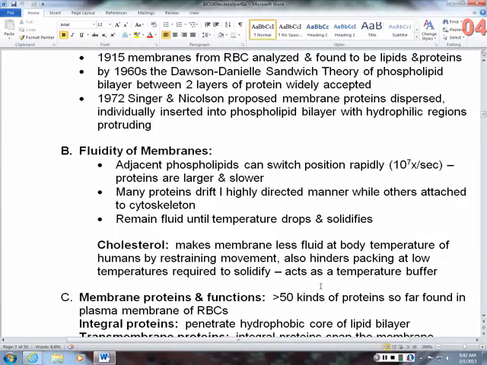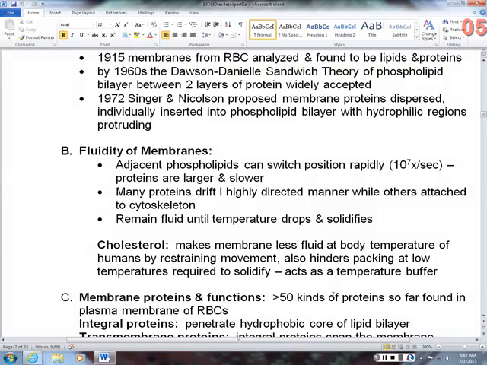Many proteins are going to drift in a highly directed manner. Some are going to be attached to the cytoskeleton, so some are anchored inside and everything else is drifting around them. Others tend not to drift randomly; they have a direction that they move on the cell membrane. And they remain fluid until the temperature drops and the membrane solidifies. That's one of the reasons why bodies need to stay at a certain temperature. When body temperature drops to a less than ideal temperature, it tends to slow things down.